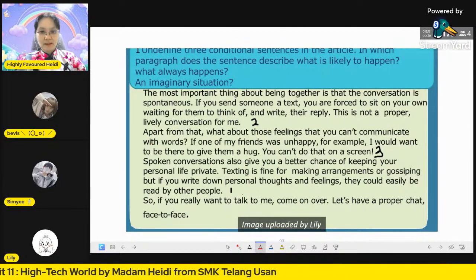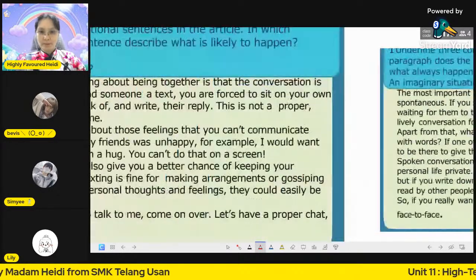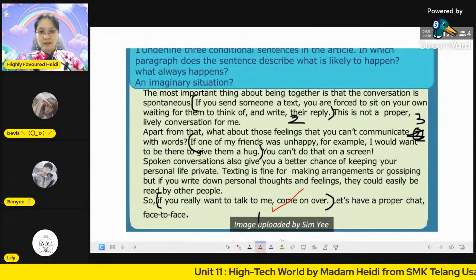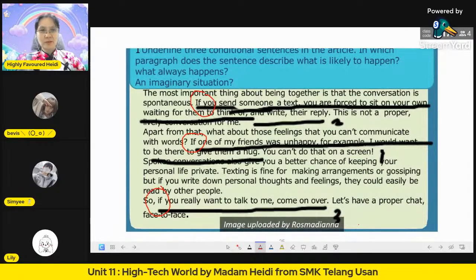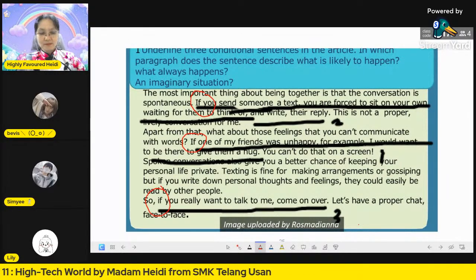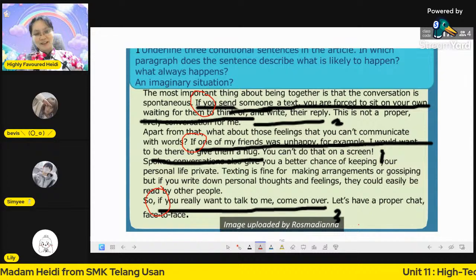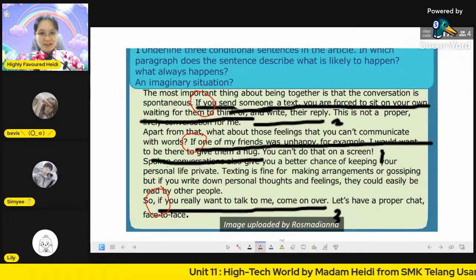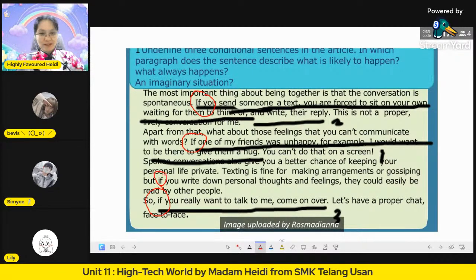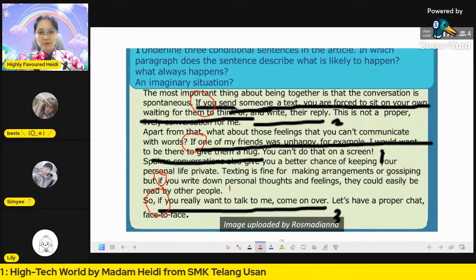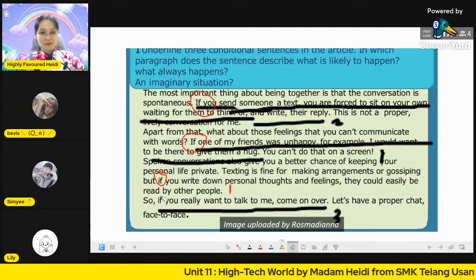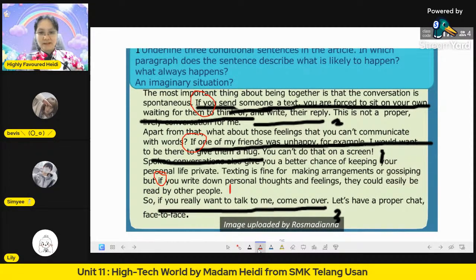This is likely to happen. Yeah, Simi also got it right. Likely to happen. This one is not imaginary. Okay, this one, I think the if part is here. If you write down, this one is supposed to be likely to happen. Okay, likely to happen, not the other one. Not this one, not this one.